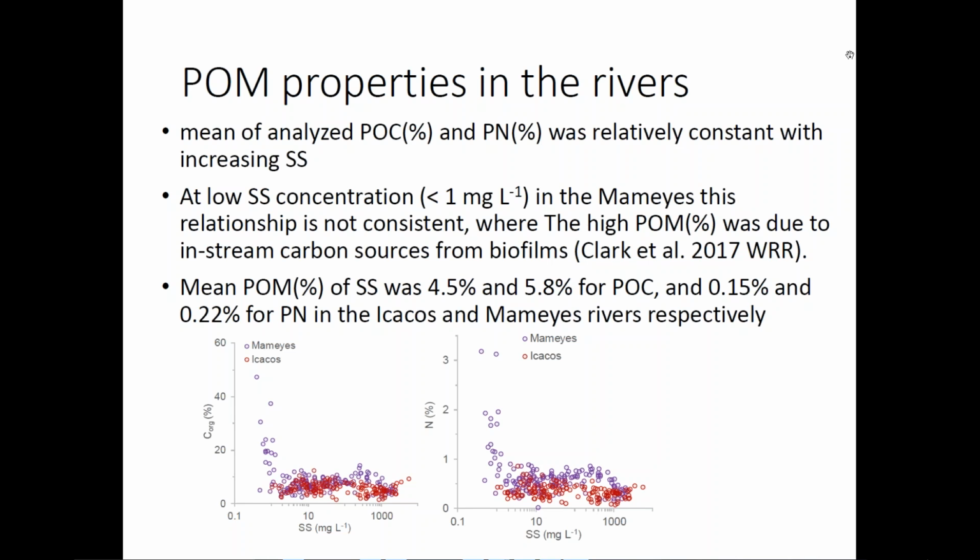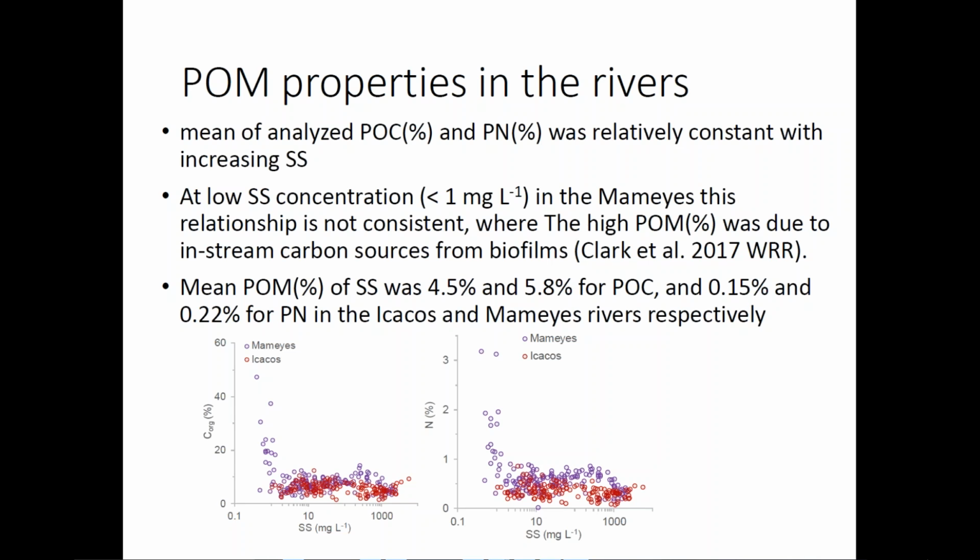One thing you can note, especially if you look at the graphs below, is at less than 1 milligram per liter of suspended sediment, something quite interesting happens at Rio Mamaeus: a huge increase in your carbon and nitrogen percentage. What we were able to show in the storm paper that we recently published in WRR was that you have a large in-stream source at Rio Mamaeus that you don't really have at Rio Acacos. These are at really low discharges, but you have to deal with these situations differently.